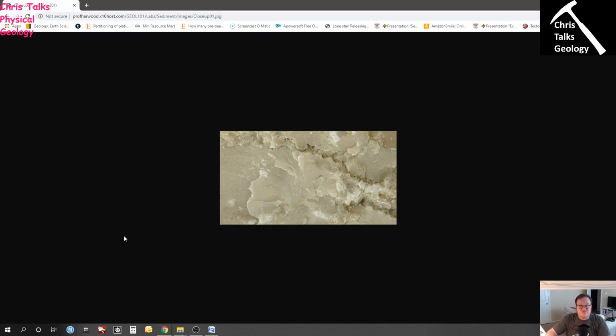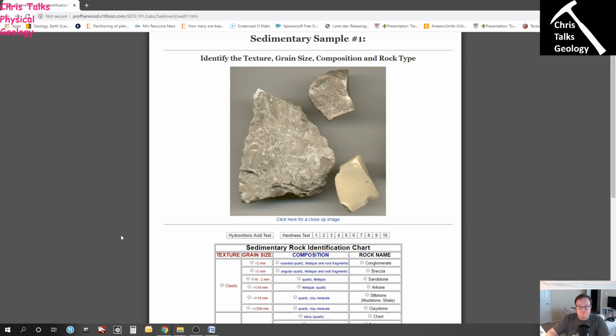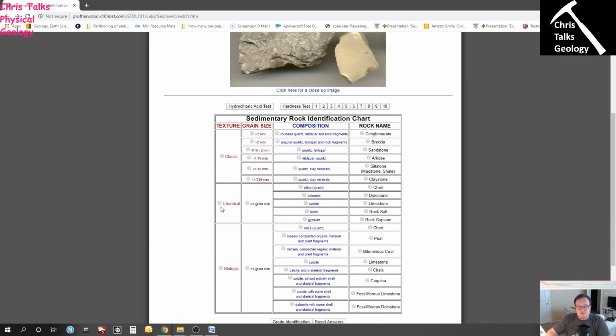There's no obvious bit of shell, you know, there's no burrow, there's nothing in that rock that makes you think there's a fossil in there. So it's pretty fossil free. So that would suggest we're dealing with a chemical rock. Obviously, because it's a chemical rock, there's no grain size because the crystals are going to be very small, so skip that. Now we've just discussed how the mineral is going to be calcite, and so that brings us across here to limestone. All right, good.